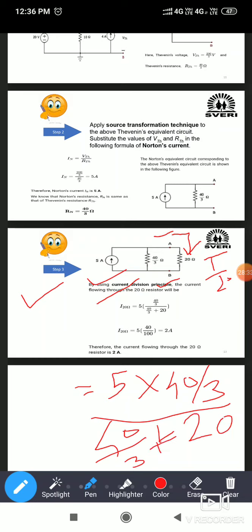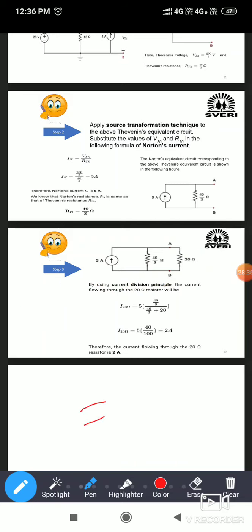So find out this answer. The answer you will get is 2 ampere. That will be the value of current passing through the 20 ohm resistor. Okay, so this will be the answer.